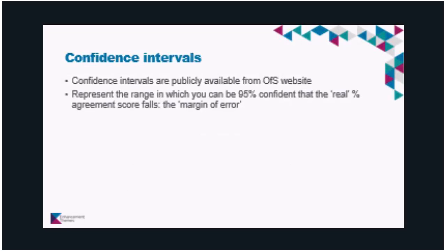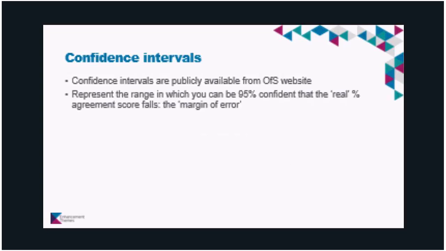You can go there and you will see, it has it for subject groupings, JACs, and the new one, Common Aggregation Hierarchy. So for your subject level, you can see your score of whatever, 70%, and then you can also see a number above and below that, and that represents the range in which you can be. These are 95% confidence intervals. So you can be 95% confident that the real percentage agreement score falls within it, if you like. So it's like the margin of error. So I hope that's clear, at least a bit.